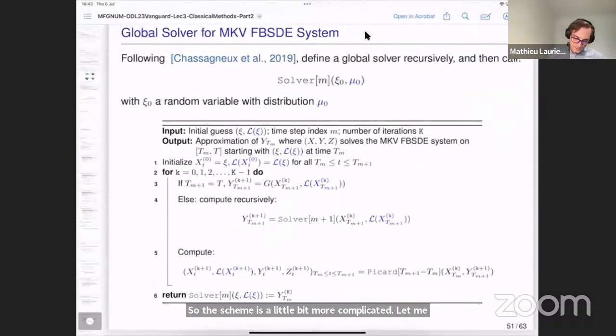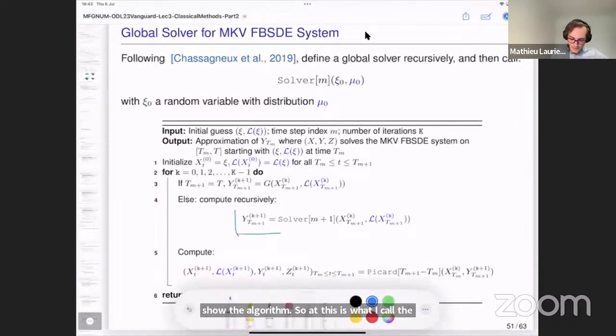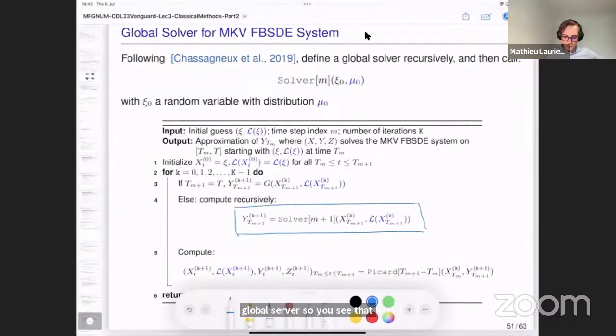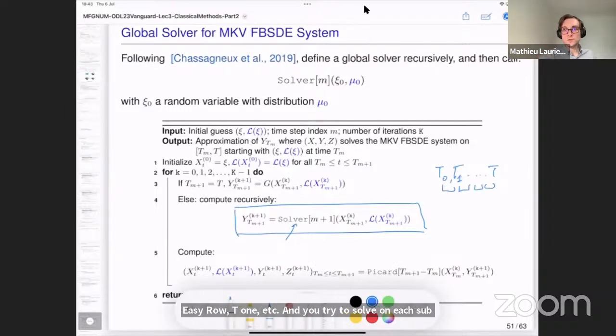So this is what I call the global solver. You see that inside, we call the solver here, which is for the time horizon starting at t_{m+1}. So here you decompose t0 until t_{N_T}, let's say the last one, capital T: t0, t1, etc., until capital T, and you try to solve on each sub-interval by calling recursively the solver.